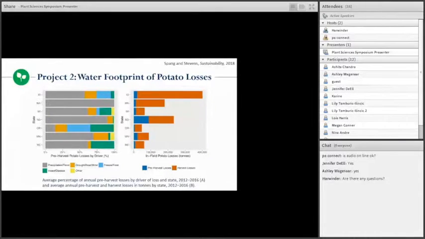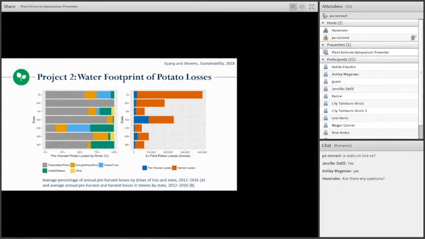So here are the results. I won't go into too much detail here. We have a paper on this in the Journal of Sustainability. But this is kind of a look at quickly what the data look like. So on the left, it's the pre-harvest losses by driver. We got on the right, it's an indication of what were the pre-harvest losses. So that's acres planted, acres harvested, versus harvest losses.